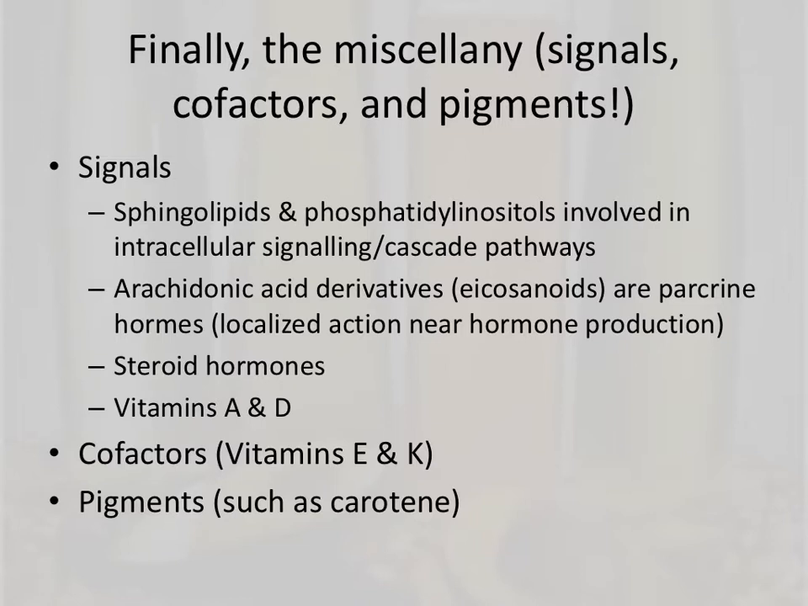Biochemistry 1, you're learning all the different types. Biochemistry 2, a lot of neural pathways. So, steroid hormones, like the sex hormones, for example, androgens, estrogens. And then we have vitamins A and D are also signaling. We have the cofactors, stuff like vitamins E and K. And then we have one that doesn't belong to anything else. This is the pigments, which is beta carotene.